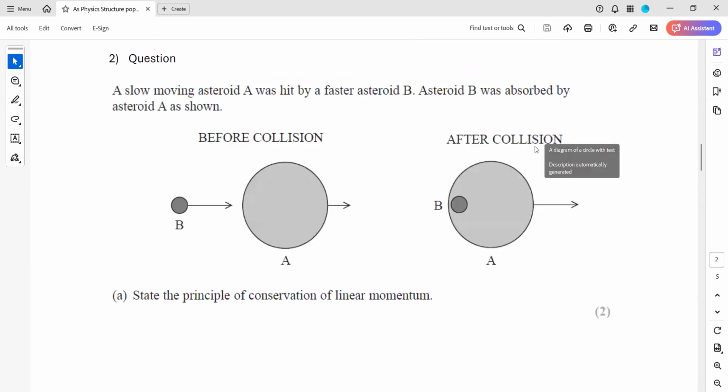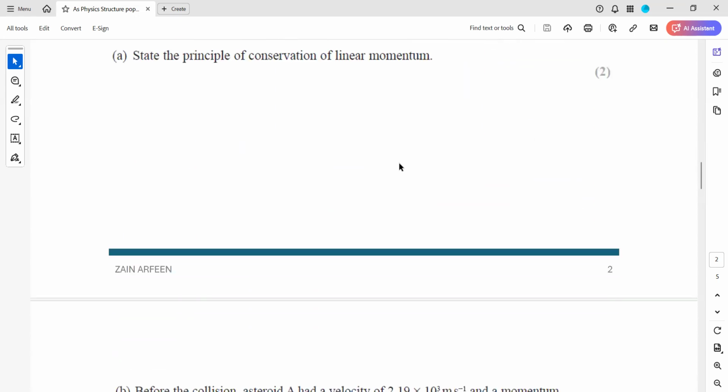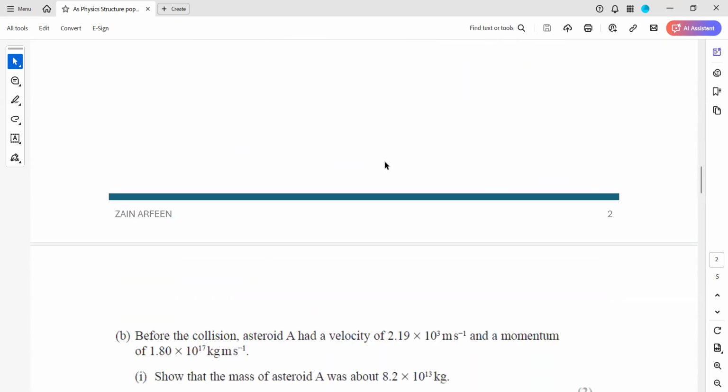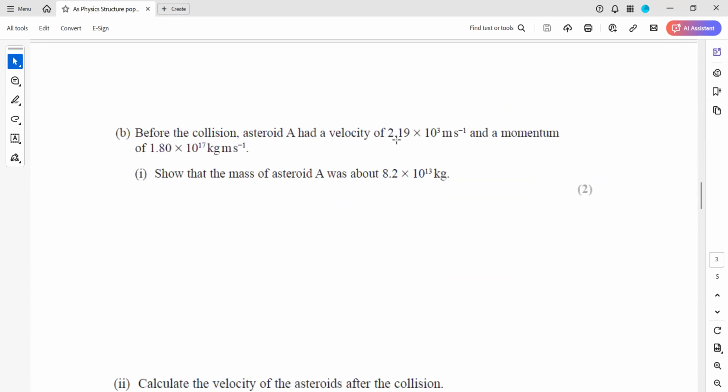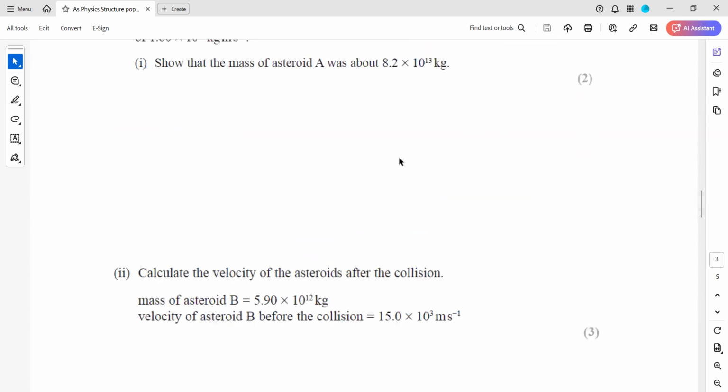Principle of conservation of linear momentum. Actually, there's another momentum which is called angular momentum. Angular momentum means when an object moves in a circular path, it has angular momentum, but you will learn that in A2, not in AS. Part B, 1 or 2, any doubt?